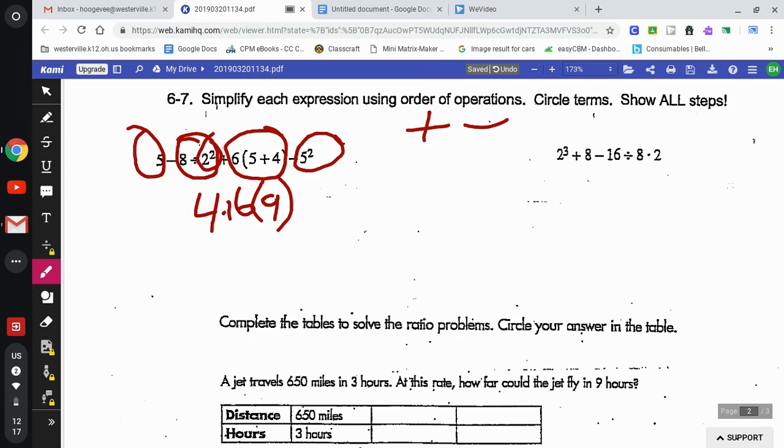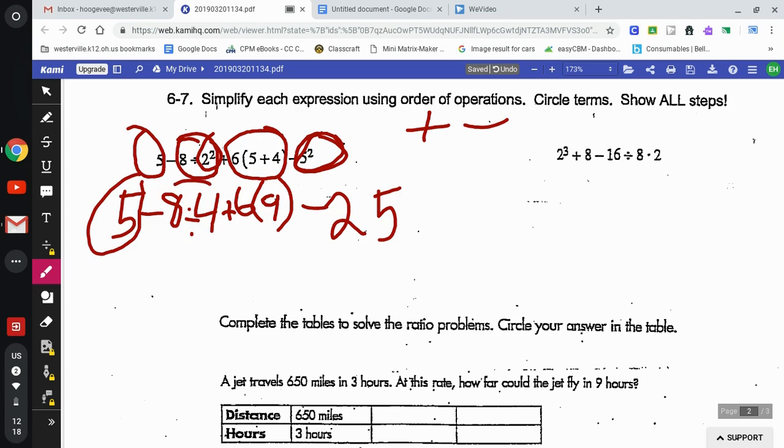I'll even bring down my plus sign to separate those. Then I have 5 times 5 here, which is 25. I'll bring down that minus sign. I'll bring down my 5, I'll bring down my minus, and I'll bring down my 8, and I'll bring down my divided sign. So I'll circle terms again. I got 5 here. Got 8 divided by 4. I got 6 times 9, and I have 25.